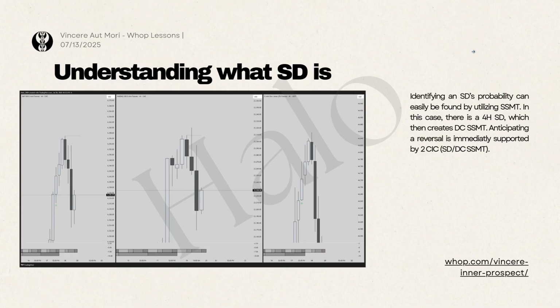Understanding what a swing divergence is, right? Identifying a swing divergence probability can easily be found by utilizing sequential SMT. So as I mentioned before, you don't have to trade quarterly theory to understand swing divergence. It's basically just an SMT amongst a high and a low. But again, most people think of SMT in a different format than others, right?